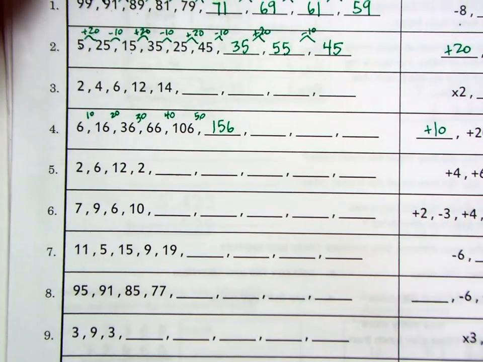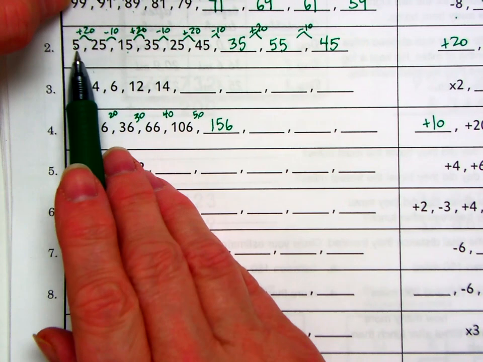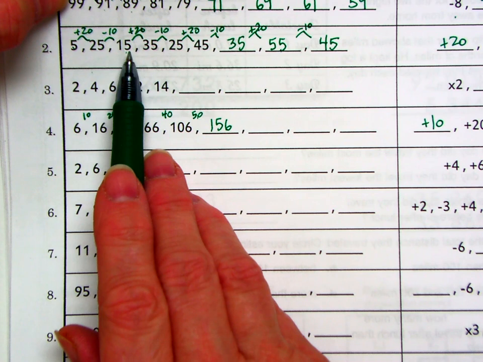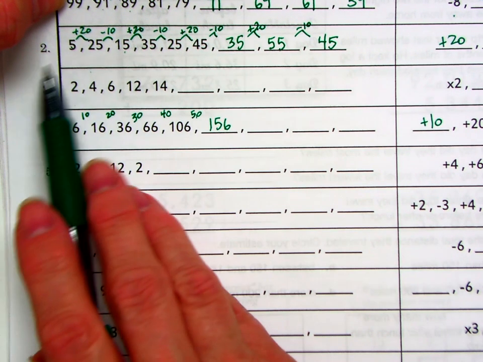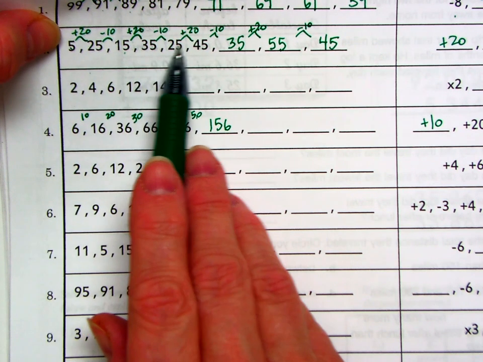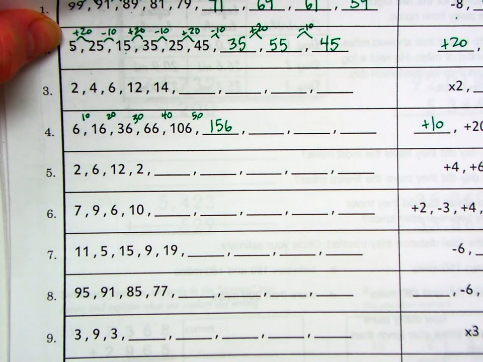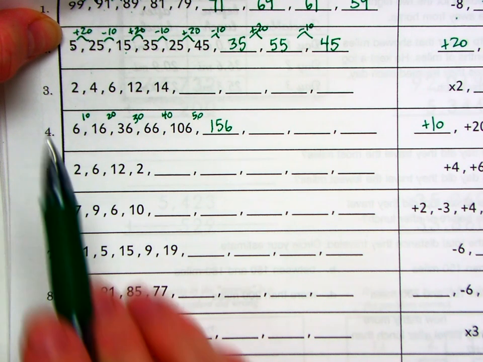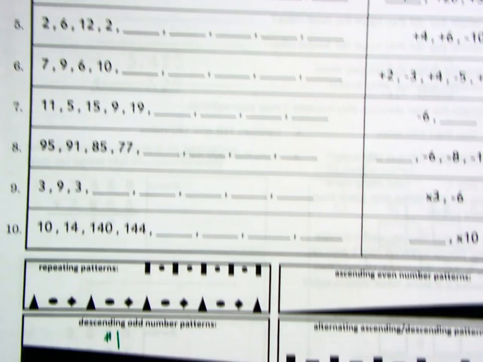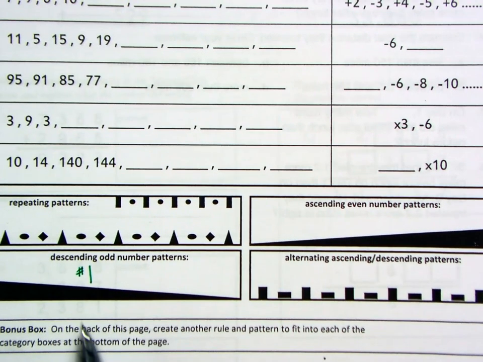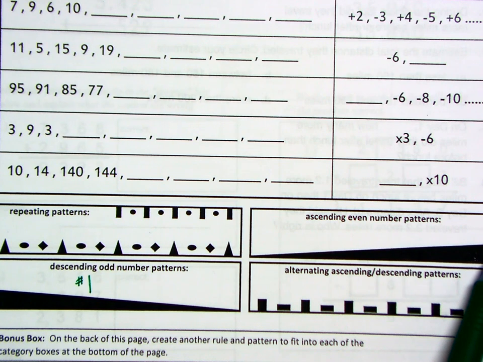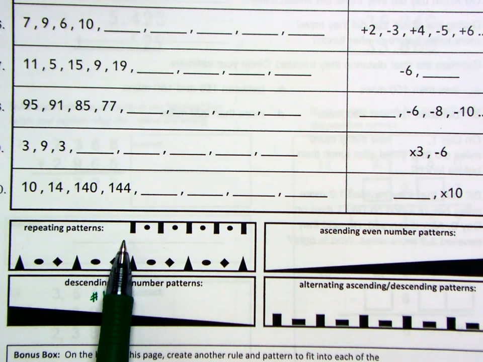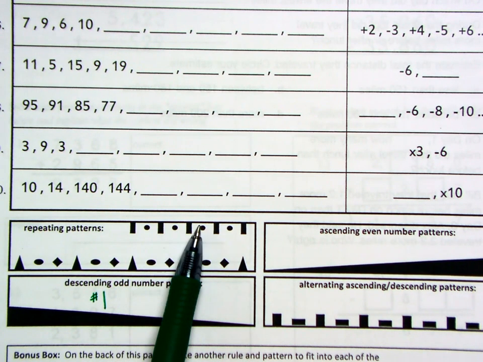Okay, now let's look at this one. This one goes from 5 up to 25, down to 15. Up to 35, down to 25. Up, down. So this one goes up, down, up, down, up, down, up, down. Which one of these would that be? Well, it's not going down with odd numbers. It's not ascending or going up with even numbers. It isn't a repeating either. It's not the same numbers repeating back and forth.